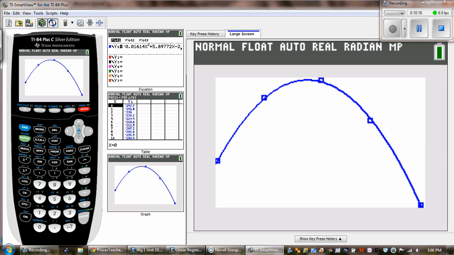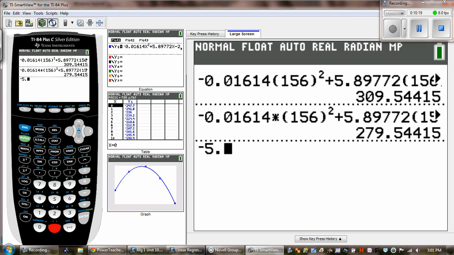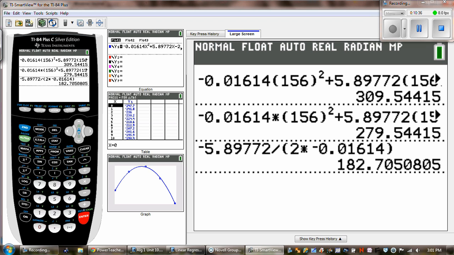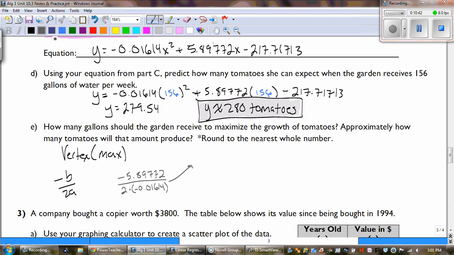So negative 5.89772 divided by, in parentheses, 2 times negative 0.01614. And I want that to the nearest whole number. Okay, so that's why I'm going to use the 183. And now what I'm going to do is I have to plug that number into my equation. And I've got to square that.